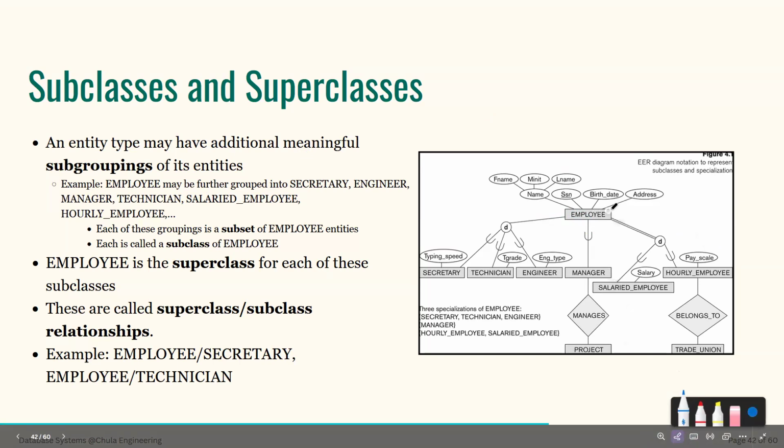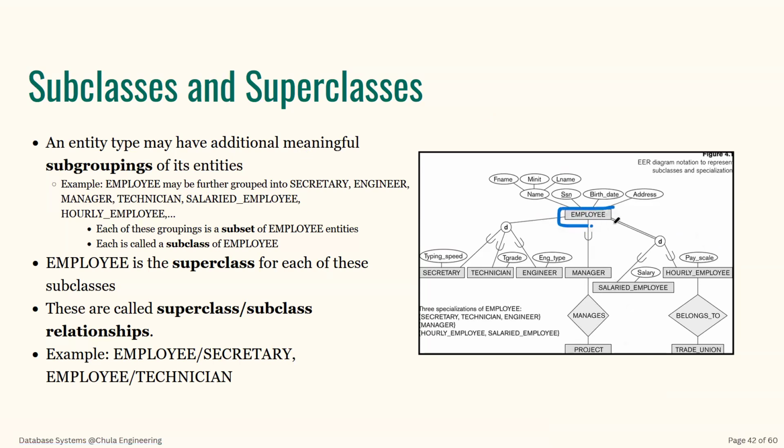Okay, I have here an entity called employee. Now follow me, right? You have employee here, but I want to have a subtype or subclass of employee. I say that I have three types of employee called secretary, technician, and engineer. Why do I do this? If I have a secretary, I want to know his or her typing speed. If I have a technician, I want to keep the technician grade. And if I have an engineer, I want to know their engineering type.